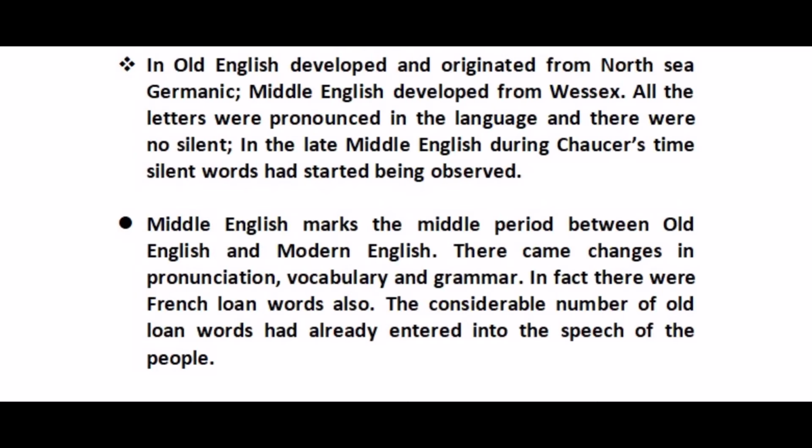Move on to the next. Old English developed and originated from North Sea Germanic, whereas Middle English developed from Wessex. All the letters were pronounced in the language and there were no silent letters. In late Middle English, during Chaucer's time, silent letters had started being observed.